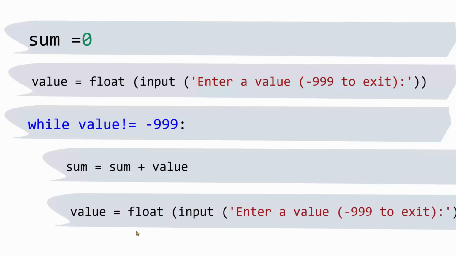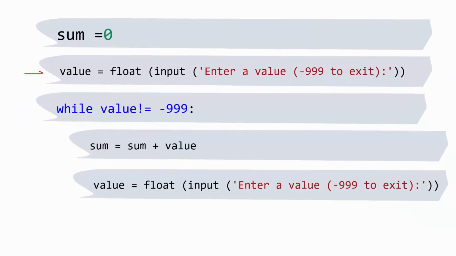So if you enter here the first time, if you enter 10, this condition will be true. Value is not equal to minus 999. So 10 will be added to sum, and sum will be 10. And it will go to the next step and request the next value. The next value is not going to be used before it's checked again. So you will go back to the top of the loop, and the new value is checked.